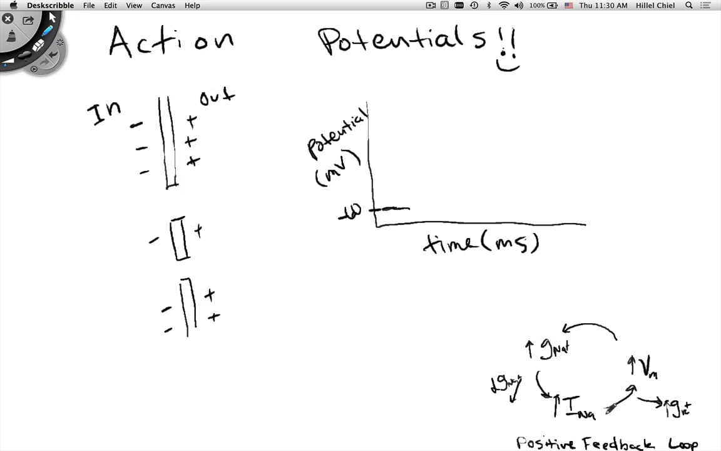Now, I also drew our positive feedback loop. Oh, excellent. Just so that we can incorporate this into what's actually happening. All right, so let's give the membrane a little bit of a kick. We're going to inject some current and start to depolarize it. Here's our injected current. That's right. And so what happens? Okay, so that starts to move up.